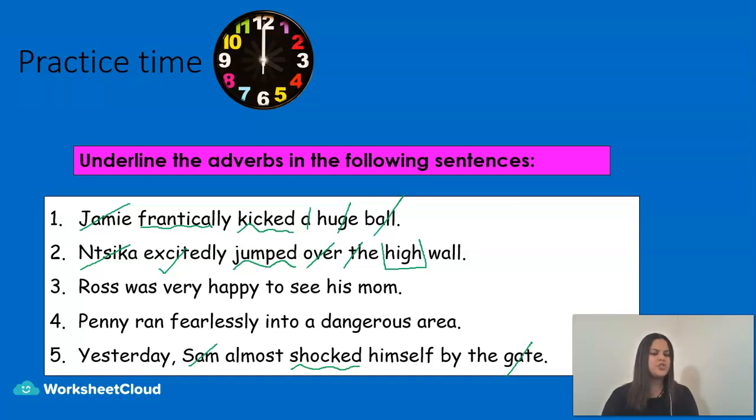What tells us more about shocked? Almost? I think so. I think almost tells us more about the word shocked, so I'm going to tick that. Himself is a pronoun, by is a preposition, and the can't be it. Yesterday is familiar because we used yesterday before, so I am positive that yesterday is an adverb. So let's go on now and see if our answers are right.